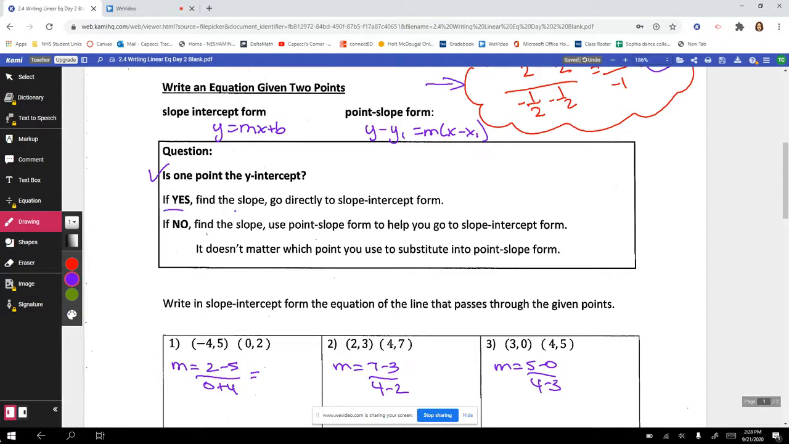Now, the question is, once I'm given 2 points, do I have a y-intercept? If I do, I'm going to find the slope first and then go directly to slope-intercept form. If I don't, that's okay. I still am going to find the slope first, but then I'm going to use point-slope form to help me get to that slope-intercept form.